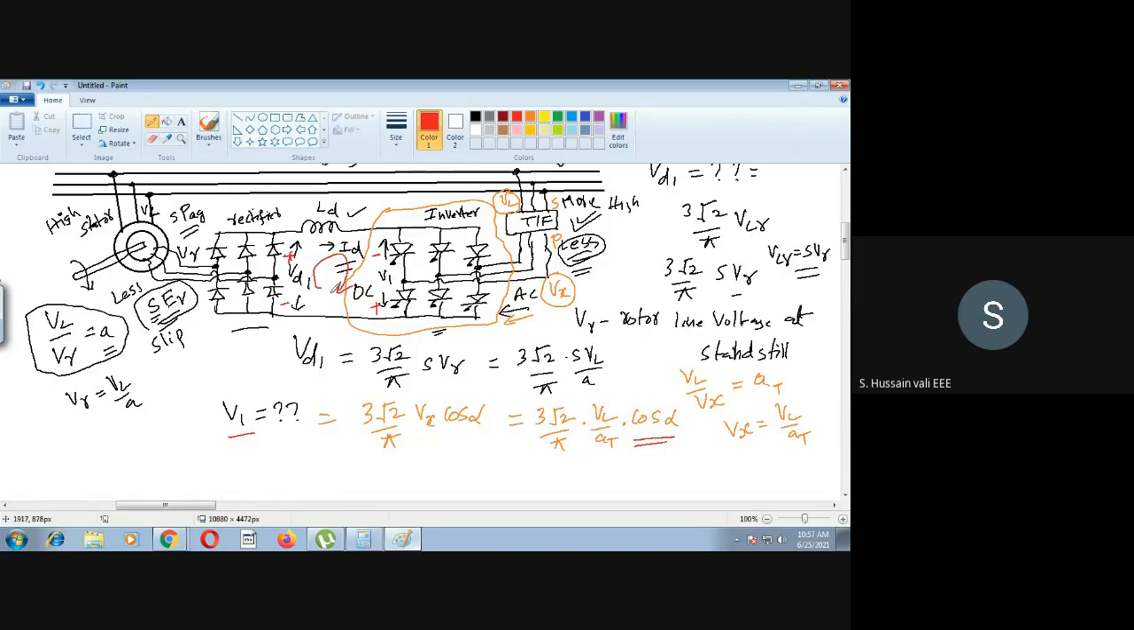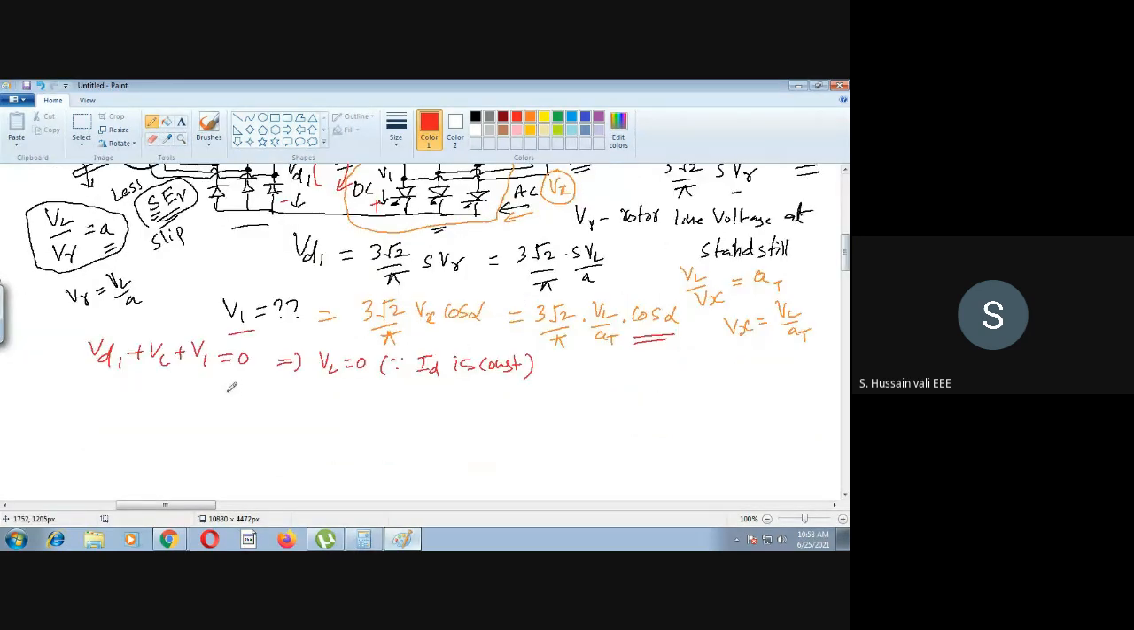If I apply KVL in this, then VD1 plus the voltage drop across the inductor plus V1, the sum of all these three voltages will be 0. But as you are maintaining the current constant in the inductor, the voltage drop across the inductor is 0. So I will write VD1 plus VL plus V1 is equal to 0 as per KVL. But VL is equal to 0, since ID is constant. So what is left now? VD1 plus V1 is equal to 0. So we got this equation.